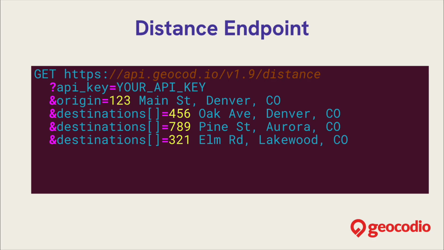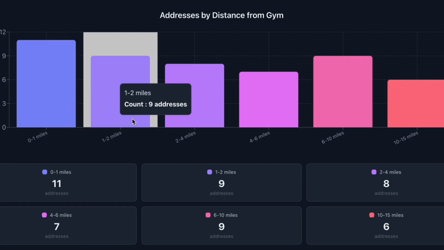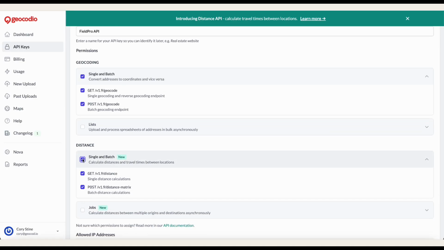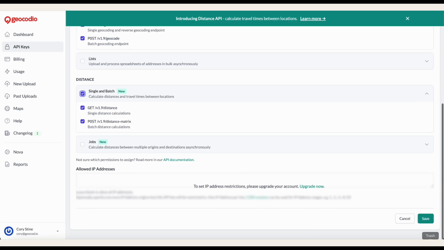You take the club's address as your origin and each member address as a destination. The API returns the driving distance for each one, and you can bucket them into ranges, 0 to 1 mile, 1 to 2 miles, and so on. First, you'll need to enable distance for your API key. You can do that on your dashboard.